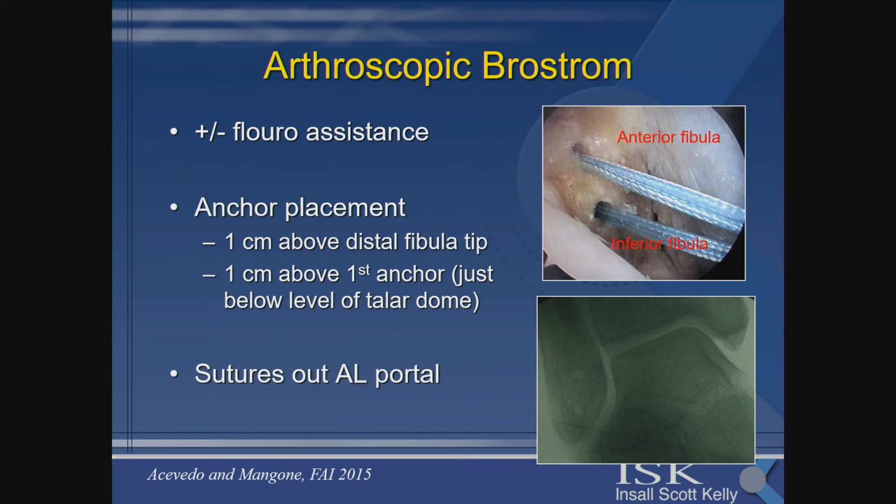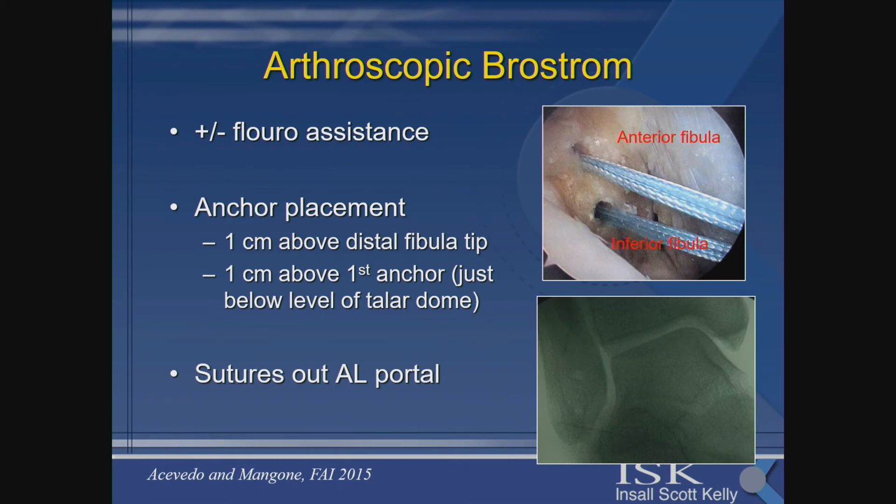You can use fluoro assistance, especially in the beginning when you're learning this technique, to make sure you're lined up. But basically, your anchor placement, you want the one anchor to be just 1 centimeter above the distal fibular tip. So that's the inferior anchor that you see there. And then the second one will be 1 centimeter above that one, and then basically you can see on the X-ray to confirm that. You place the anchors and you bring the sutures out the anterolateral portal.